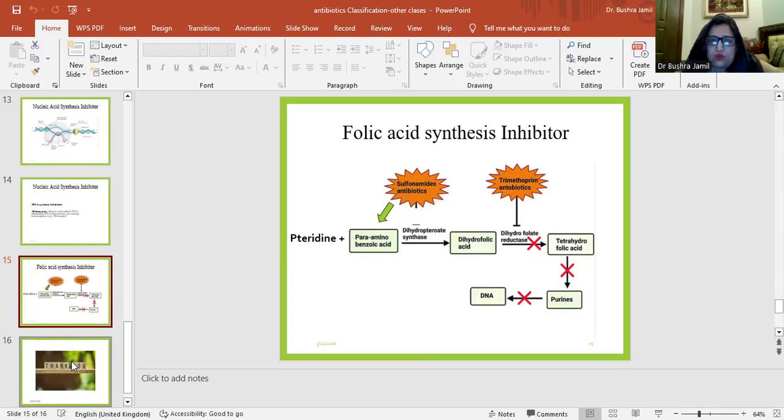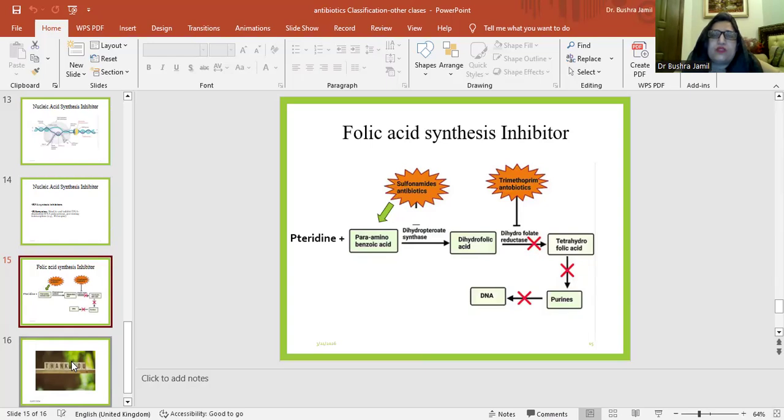Now, these two moieties are combined with the help of an enzyme known as dihydropteroate synthetase, and they form dihydrofolic acid. Dihydrofolic acid is reduced to tetrahydrofolic acid with the help of an enzyme known as dihydrofolate reductase. Tetrahydrofolic acid is the active form of folic acid that leads to the formation of purines. DNA is made up of purines and pyrimidines. So when purine synthesis is halted, the whole bacterial cycle would be disturbed or inhibited.